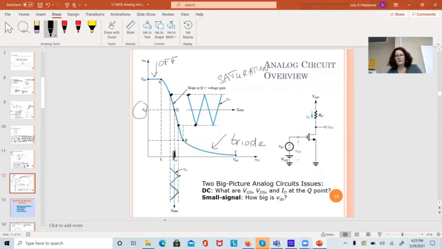So two different parts of the signal, and we'll be doing a lot of divide and conquer, kind of like superposition. I have a DC value of VDS. I have a DC value of VGS, and my signal is going to swing around that value. So the total signal is the two of them combined together.